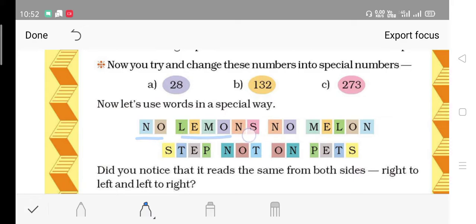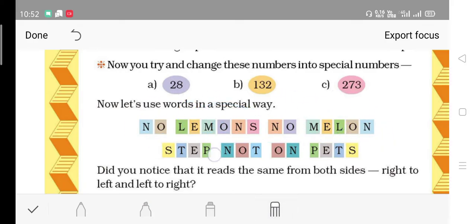Okay, now look at these lemons. No lemons, no melons. Only something is changed and it makes them special. The change of only L to M, that's it. In the place of L, M is written, and in the place of M, L is written, and the whole thing has changed into a new statement. No lemons changes to no melons. So this is how special letters also come, or you may say special words.